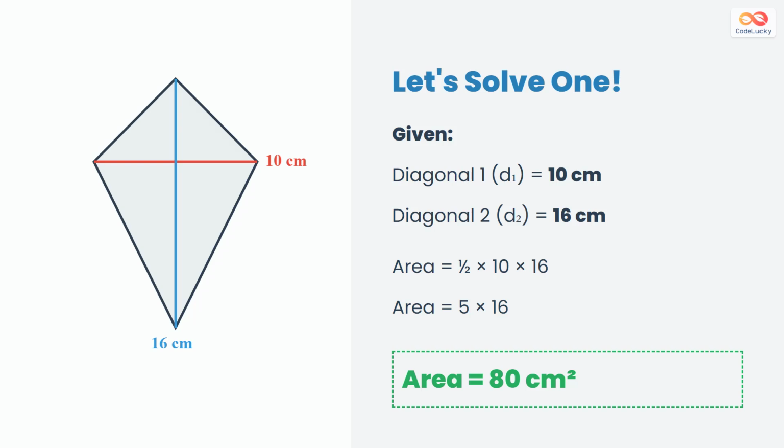Let's try a quick example. Suppose we have a kite where the first diagonal is 10 centimeters and the second diagonal is 16 centimeters. We multiply 10 by 16 to get 160. Then, we take half of that. The result is 80 square centimeters.